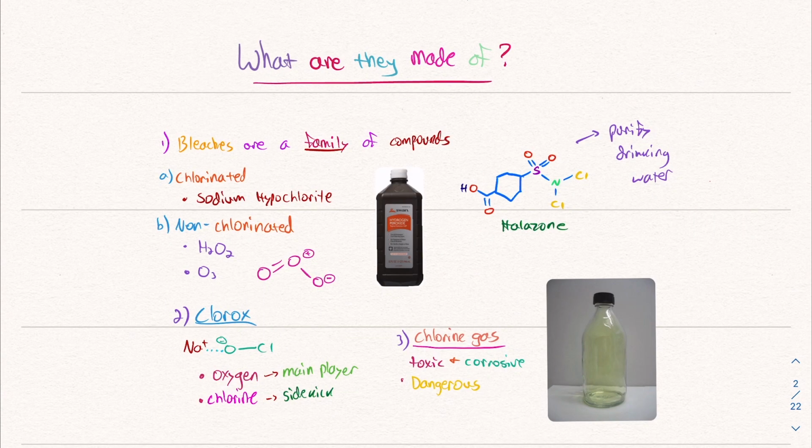So what are they made of? Like I said before, bleaches are a family of compounds. Now you've got two different types, at least for the domestic uses. You have chlorinated bleach, and these have chlorine. Then you have non-chlorinated bleach, and these don't have chlorine.